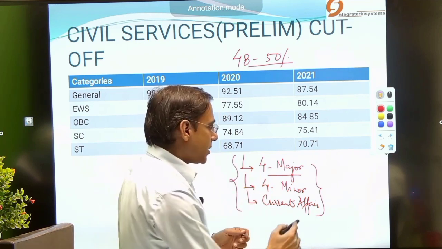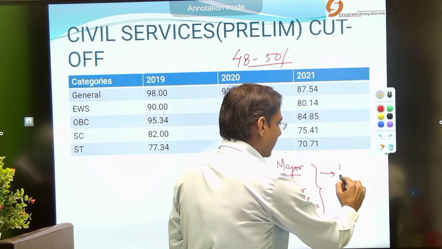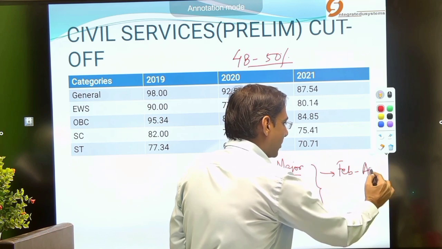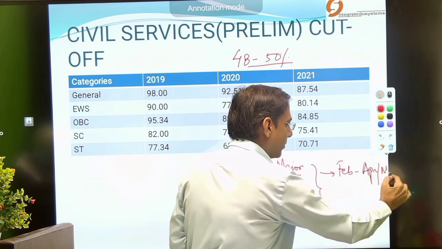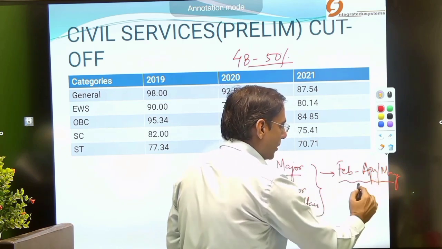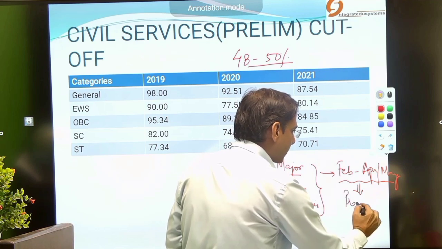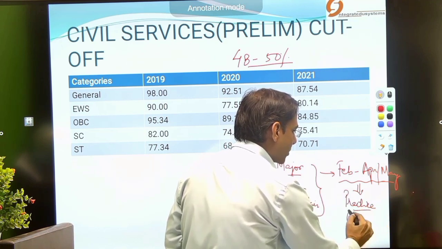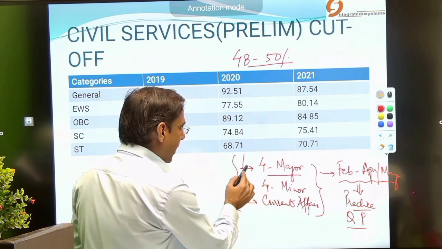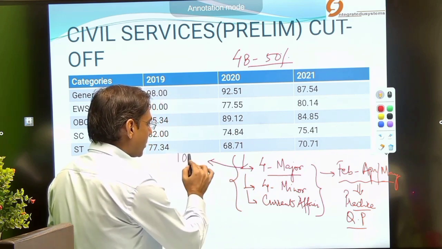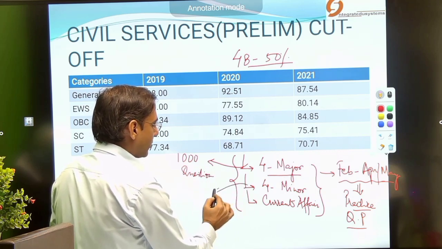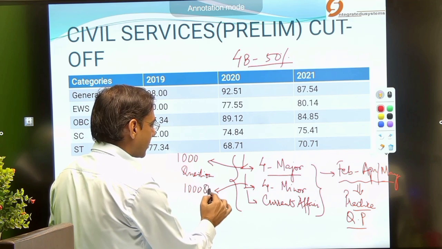Before prelims, I always suggest starting right from February until April or May, because sometimes the exams are conducted in May and sometimes in June. So right from February to May, you must practice question papers. And what is required? At least practice 1000 questions from the major sections and 1000 questions from the minor sections.